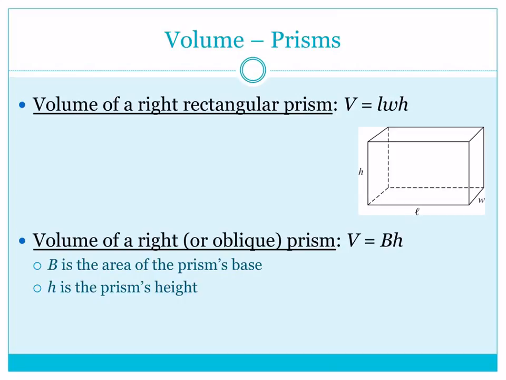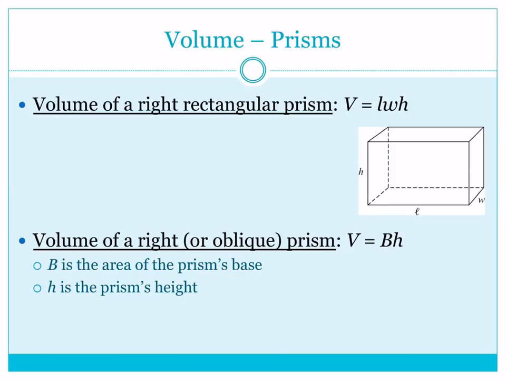Volume of a right or oblique prism. Okay, so oblique just means slanted, remember. Right is going to be the straight up and down, so the leaning one is like the Leaning Tower of Pisa.